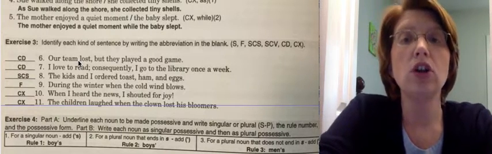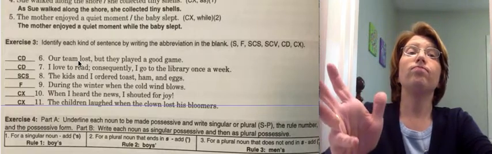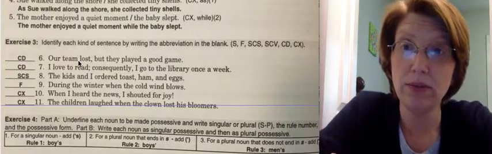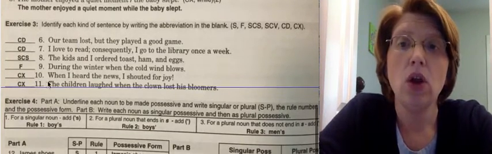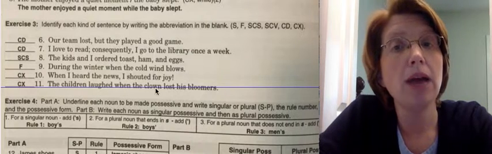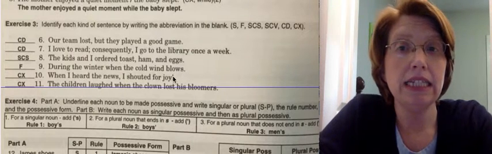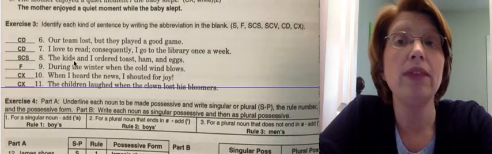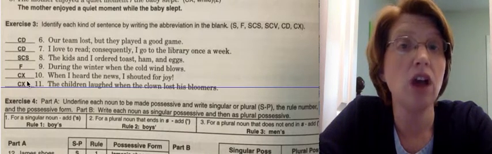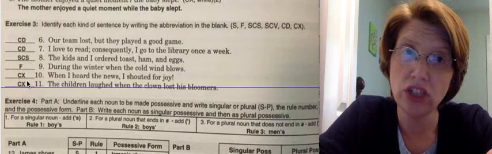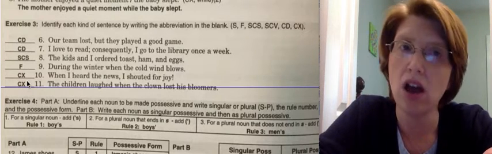During the winter when the cold wind blows, it's not finished, so that would be a fragment. When I heard the news, comma, I shouted for joy. This is an independent phrase with a dependent phrase, so this is complex. There's no conjunction here, so that's your clue that it's not compound.